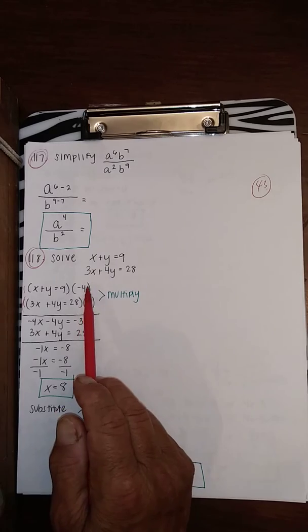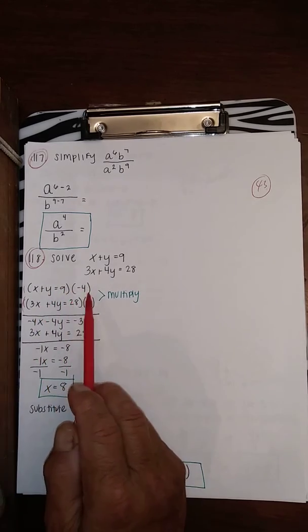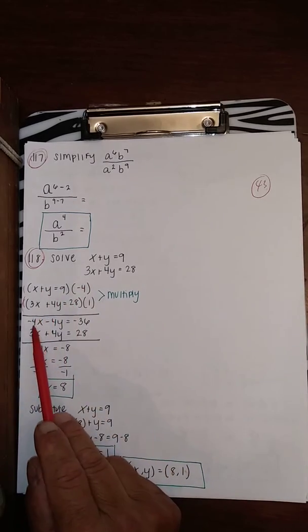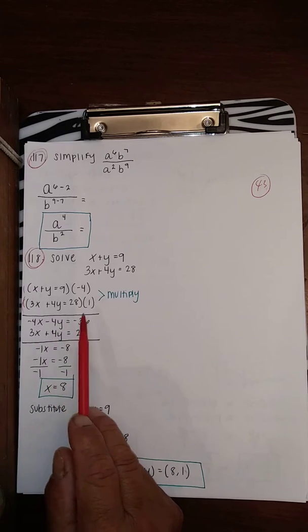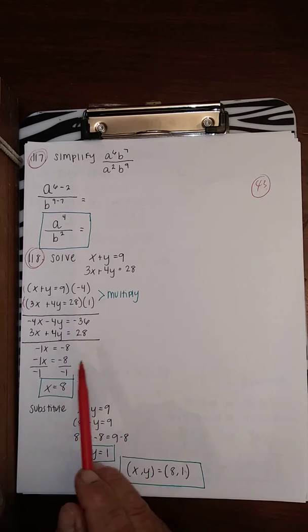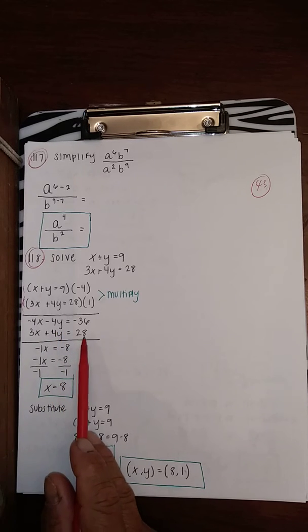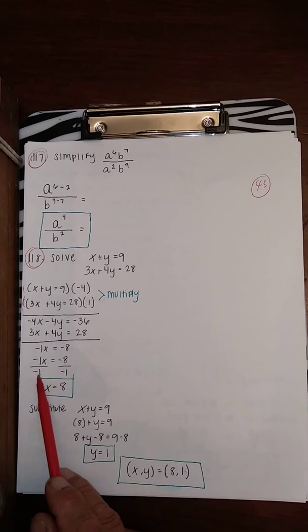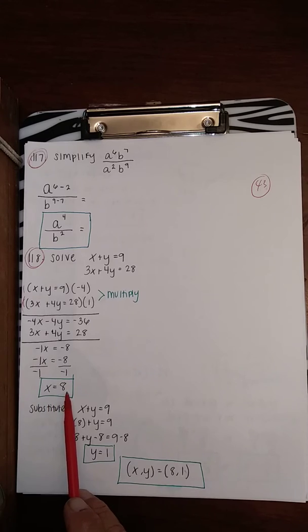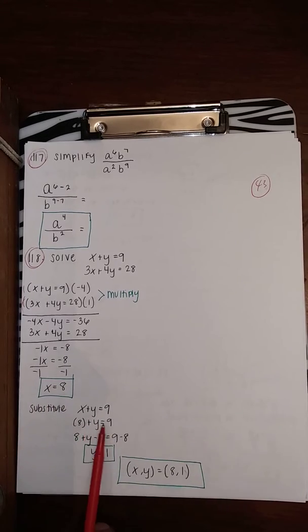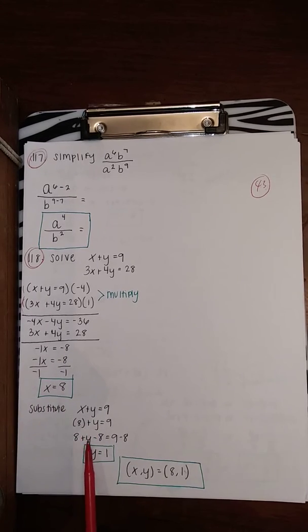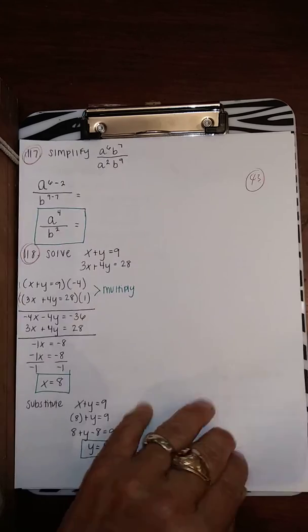This one, solve this one. Multiply by negative 4, multiply by 1. This is the trick we're going to use. So negative 4 times that is negative 4x, negative 4y, negative 36. 1 times that is the same thing. Add them straight down. Negative 1x, gone, equals negative 8. Divide by negative 1, so x must be 8. So now, 8 plus y is 9. So 8 plus y minus 8, so y equals what? 1. So 8 and 1, the answers.